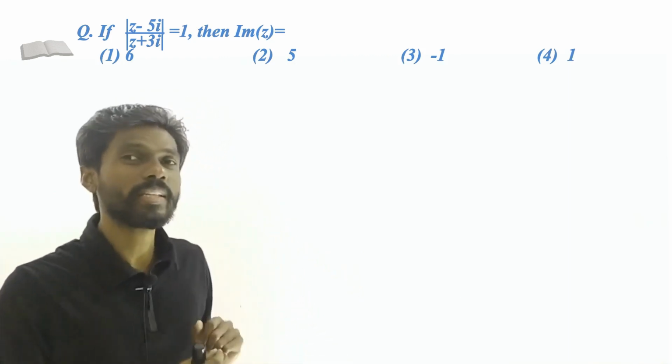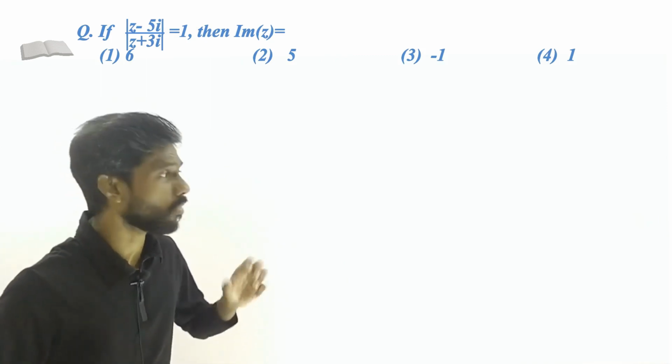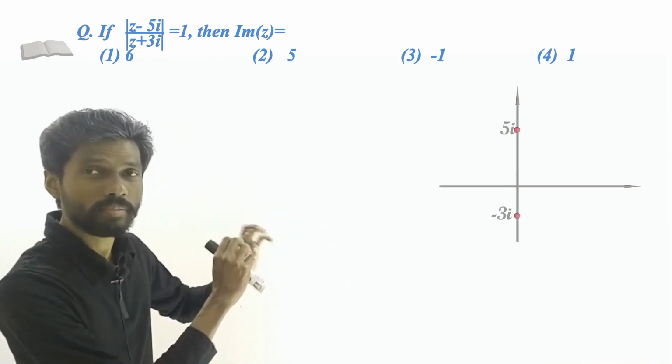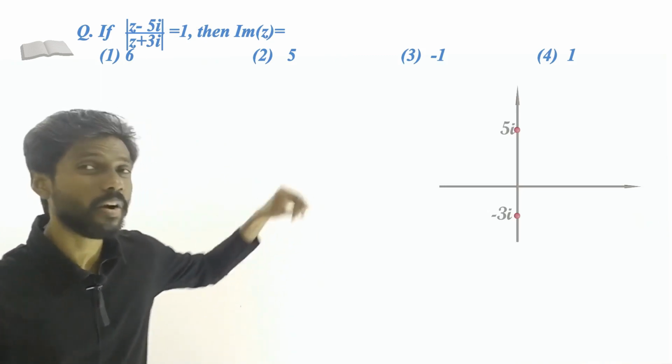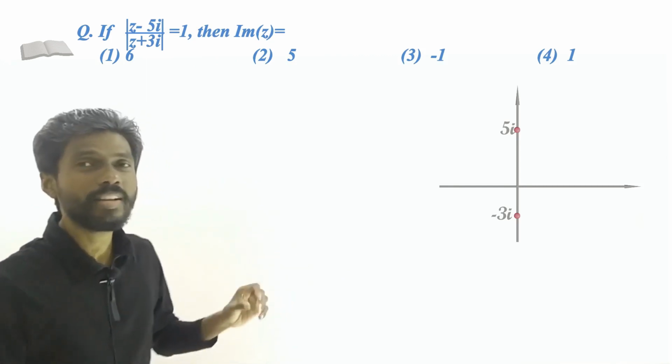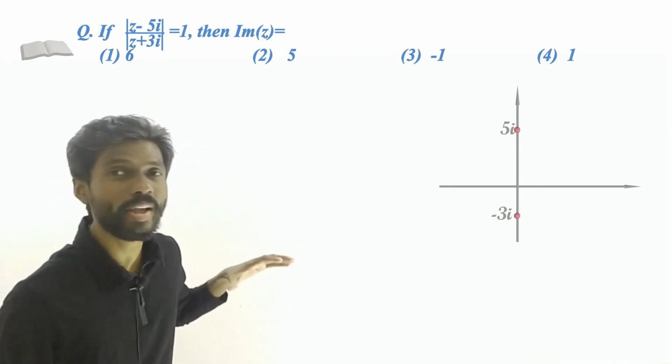Right? Now we have to take the midpoint, the perpendicular bisector. Where is the point 5i? That is on the y-axis, right? The 5 units from origin, right? 5i. Similarly, minus 3i on the negative y-axis. Now we have to find the perpendicular bisector of these two. Obviously, the perpendicular bisector will be parallel to the x-axis, right?